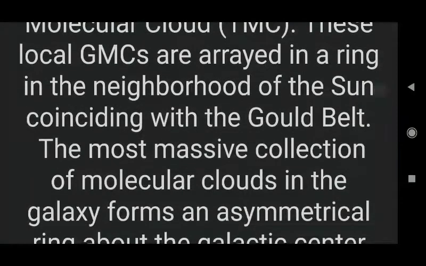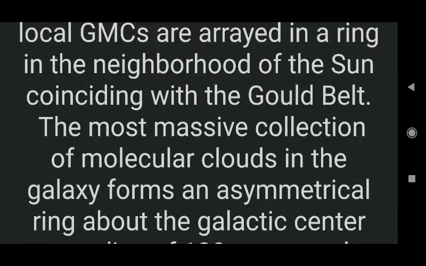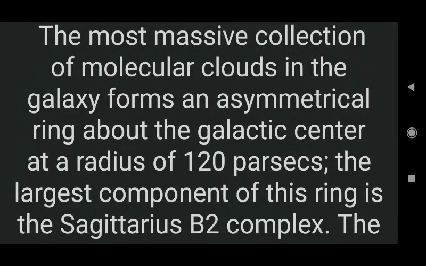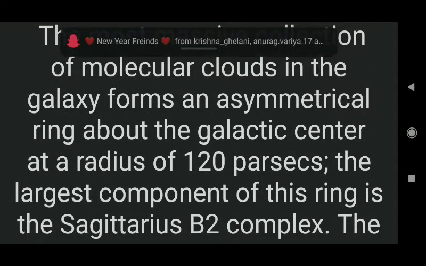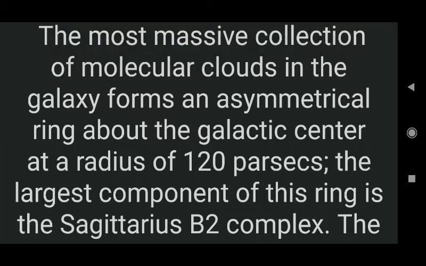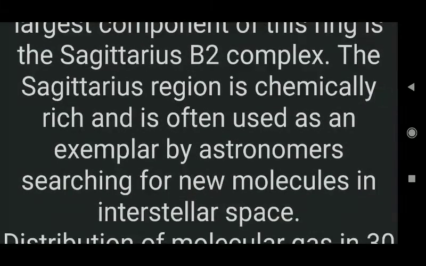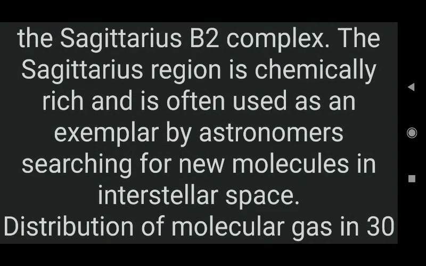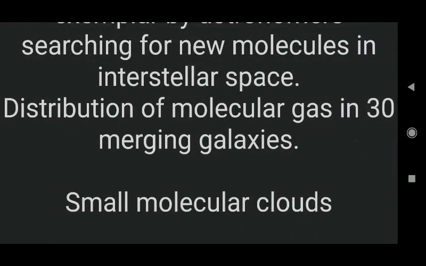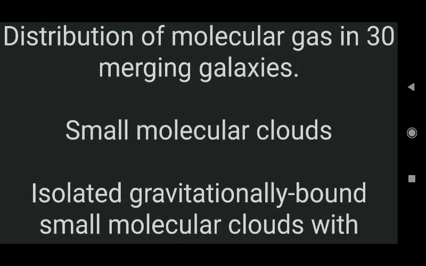These local GMCs are arrayed in a ring in the neighborhood of the Sun coinciding with the Gould Belt. The most massive collection of molecular clouds in the galaxy forms an asymmetrical ring about the galactic center at a radius of 120 parsecs. The largest component of this ring is the Sagittarius B2 complex. The Sagittarius region is chemically rich and is often used as an exemplar by astronomers searching for new molecules in interstellar space. Distribution of molecular gas in 30 merging galaxies.